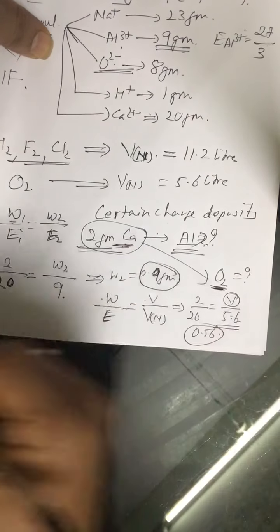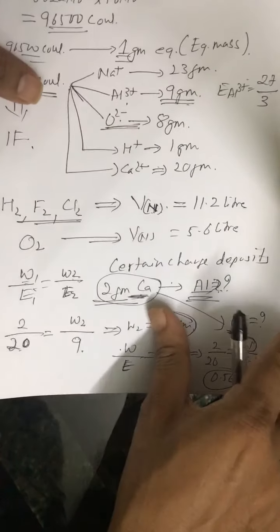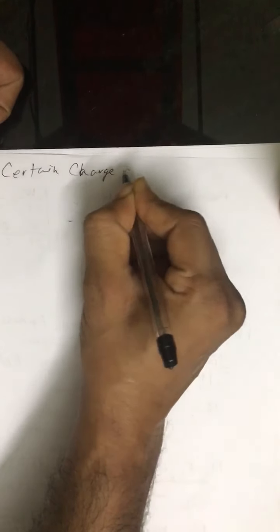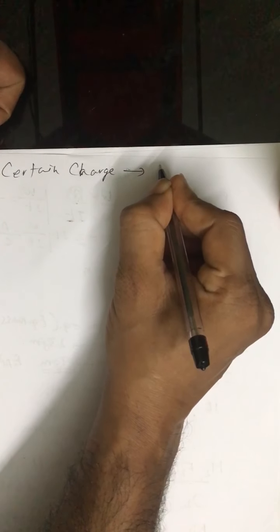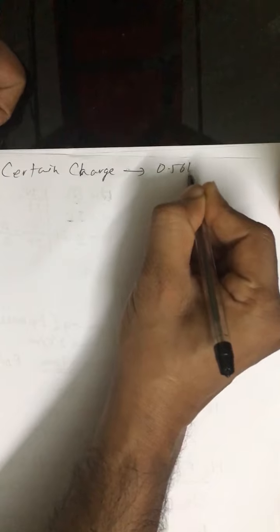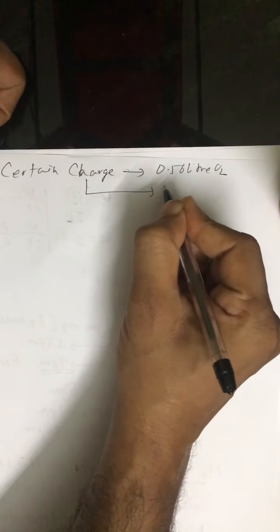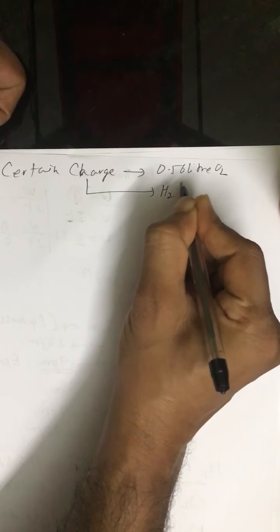This is the answer. You can straight away solve this question. Alright, similarly, suppose we have a question that a certain charge liberates, say, 0.56 liters of oxygen. Same charge can evolve what volume of hydrogen?